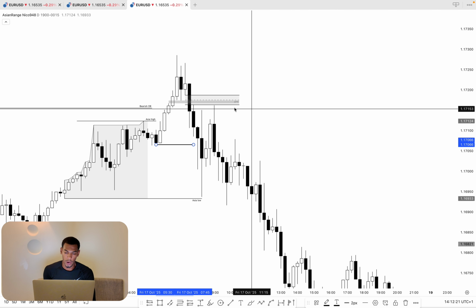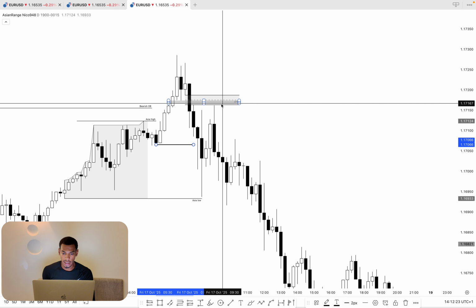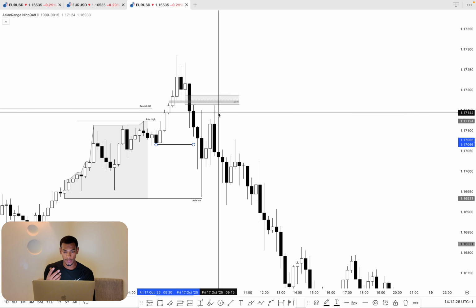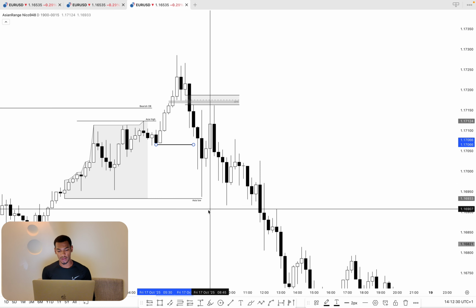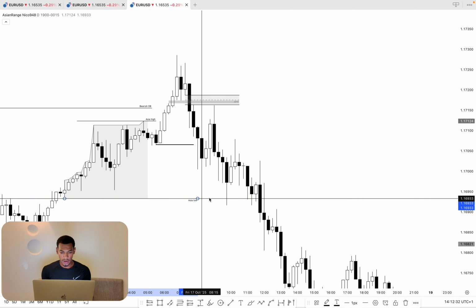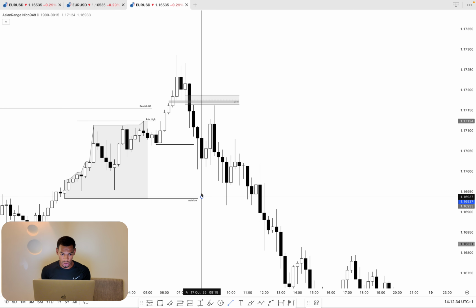You know, it's a couple pips away. We can say we respected that. DXY did tap into the corresponding area, right? This imbalance, respected it, and we roll over and push away. Now this is where the entry comes in. You see here that on Euro, we didn't close below this previous low here.